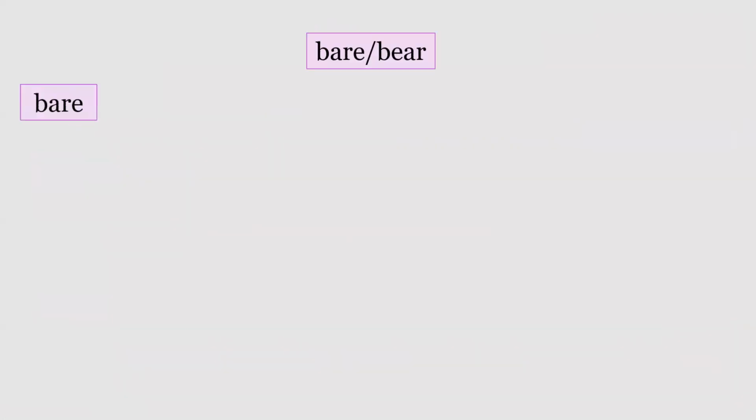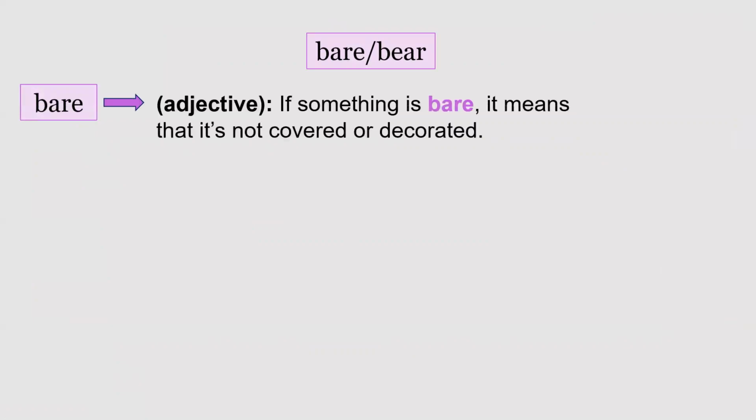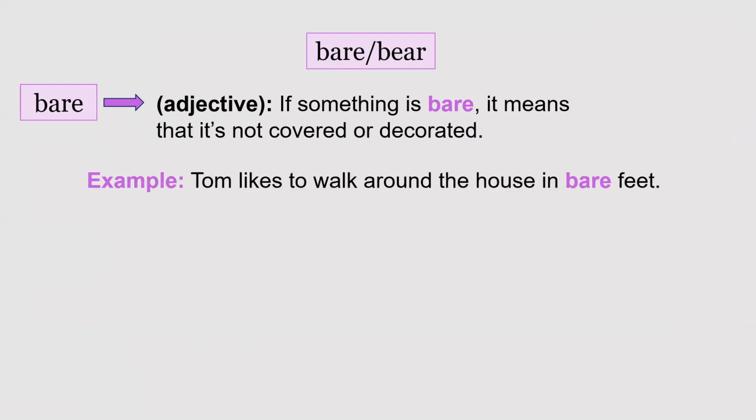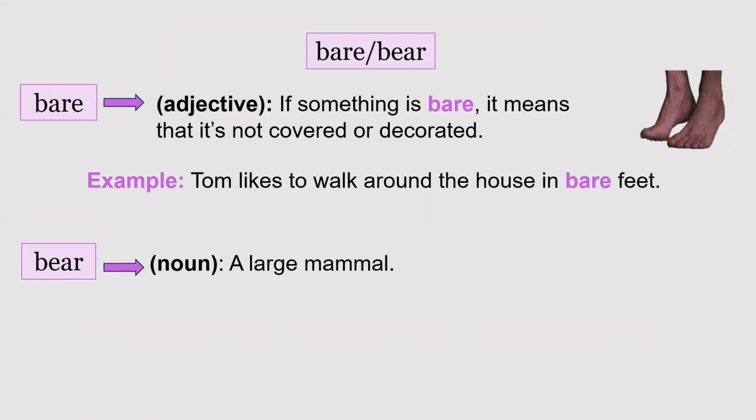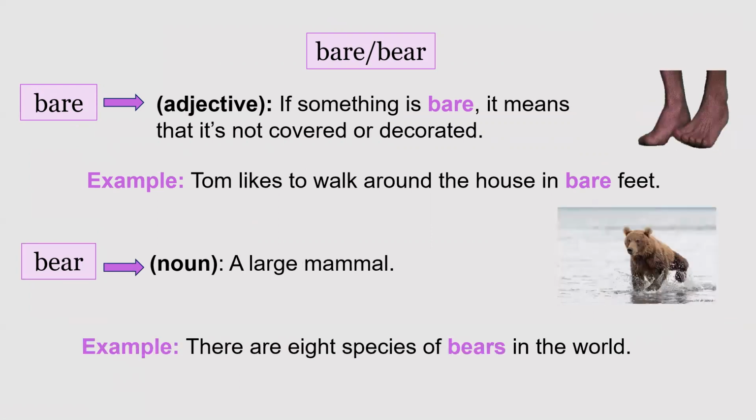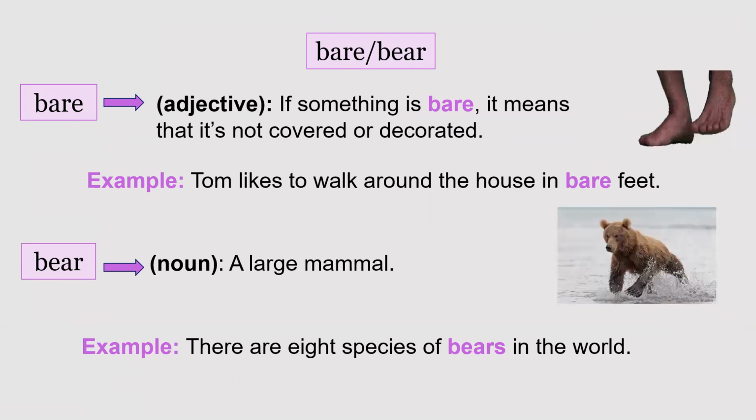Bare and bear. Bare with A. If something is bare, it means that it's not covered or decorated. Example, Tom likes to walk around the house in bare feet. Bear with EA. It's a noun, it's a large mammal. Example, there are 8 species of bears in the world.